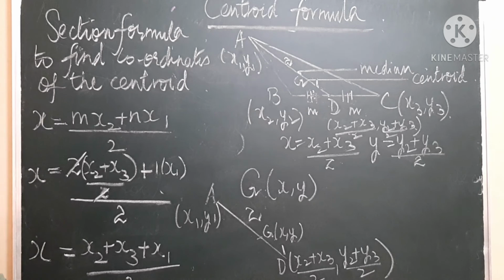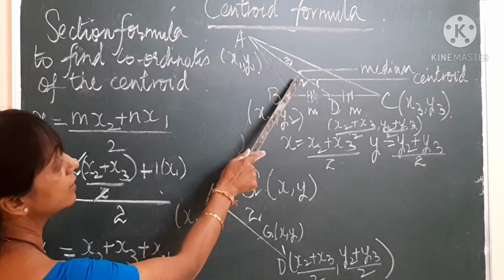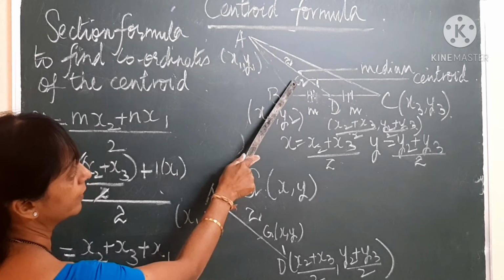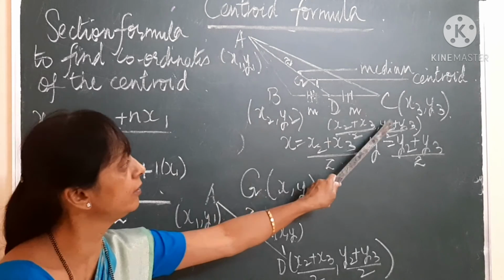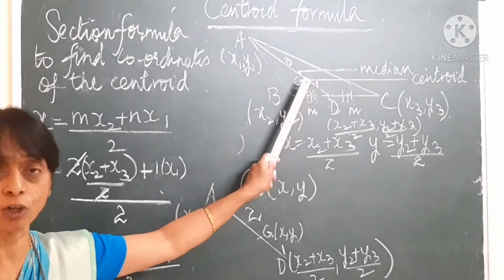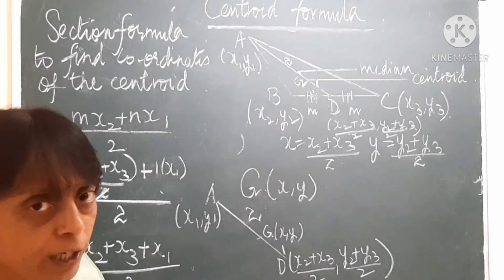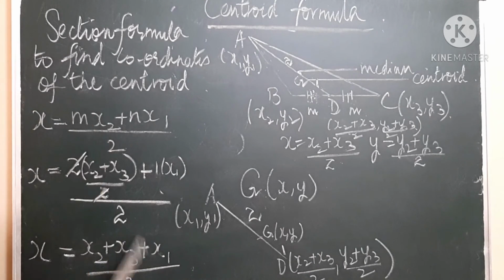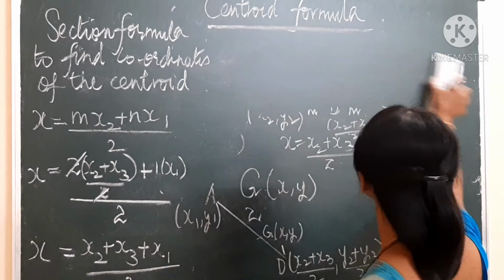So children, what did we get now? We got the x coordinate of the centroid. How do we get the answer? Add up all the x coordinates of the 3 vertices and divide by 2. That will give us the x coordinate of the centroid. Same logic will be applied to calculate the y coordinate. So let's begin.